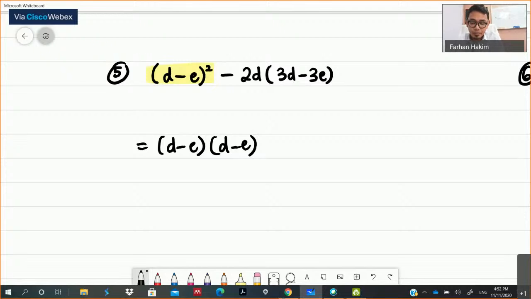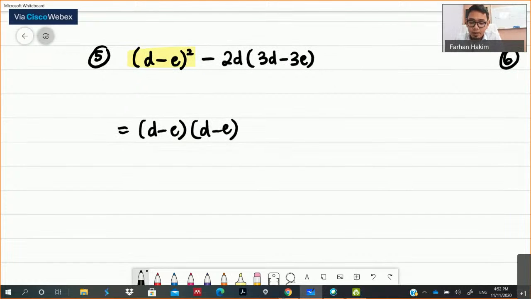Alright, now. Yang dekat belakang, tak apa. Saya expand terus. Okay, tak apa. Kalau tak nak expand lagi, tak apa. Saya tulis dahulu. 3D minus 3E.